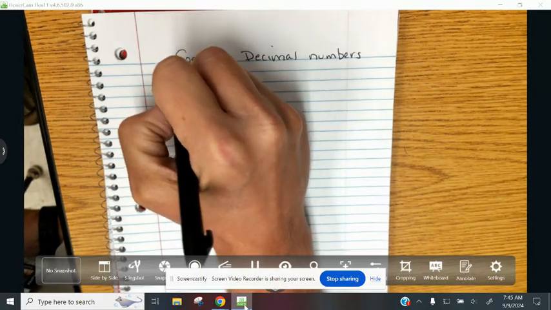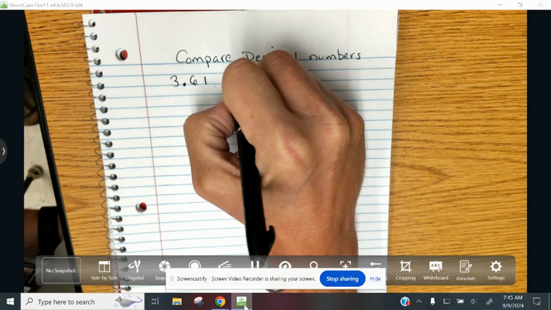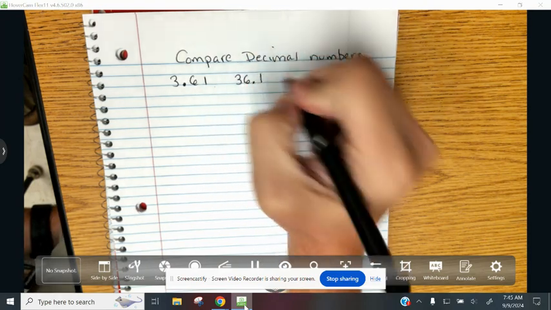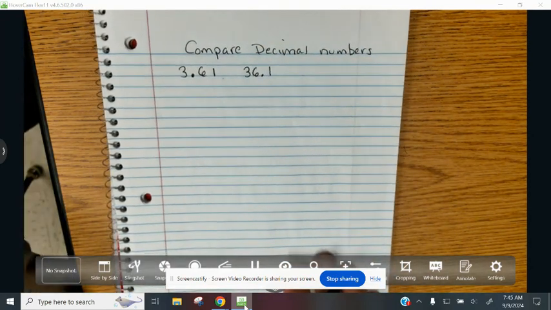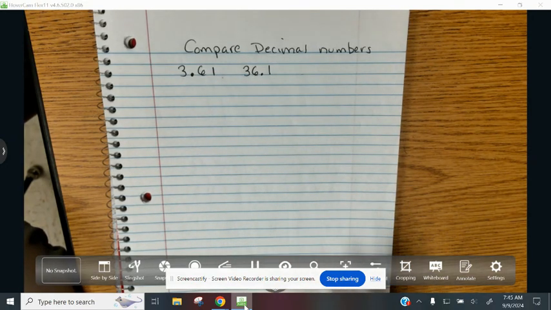If I have the number 3.61 and then I have the number 36.1, you look at them, and some of you might easily be able to tell, oh, I know which one's bigger by far. Others might see they look like very similar digits, so people might even think, oh, well, these are the same.